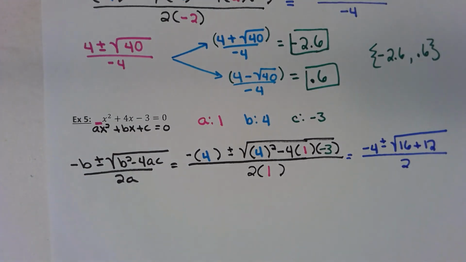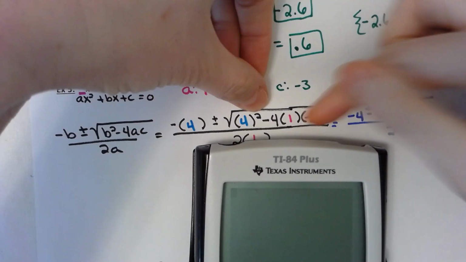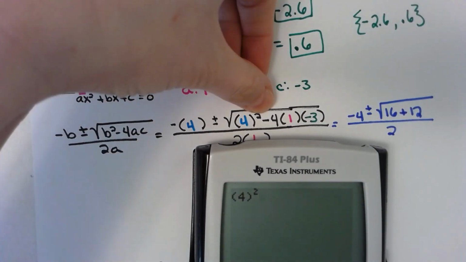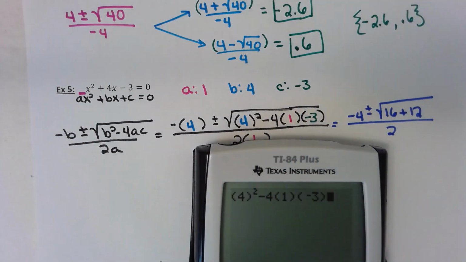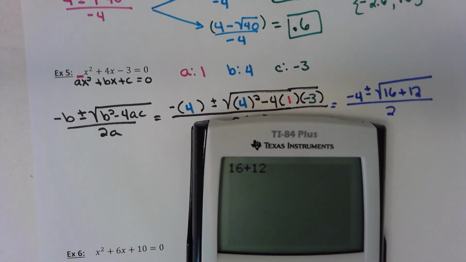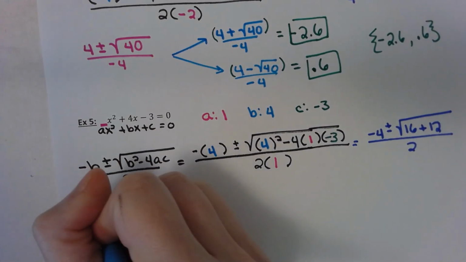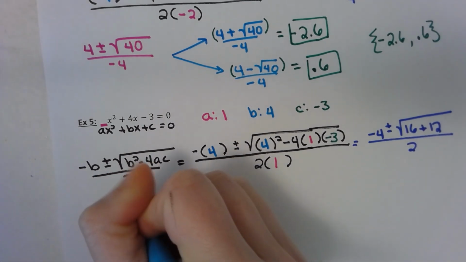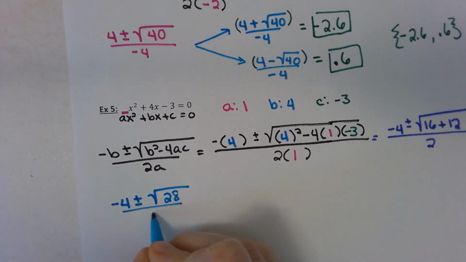Okay, so now in the next step, before I show you that, I do want to point out for those of you who do have the TI-84 calculators, if you want to go from this step and type in everything, like 4 squared minus 4 times 1 times -3, that is also okay. Just make sure that you don't type in the whole square root symbol. So now when I add 16 and 12, those numbers underneath my radical sign, I get 28. So I'm going to simplify this into -4 plus or minus the square root of 28, this whole thing divided by 2.